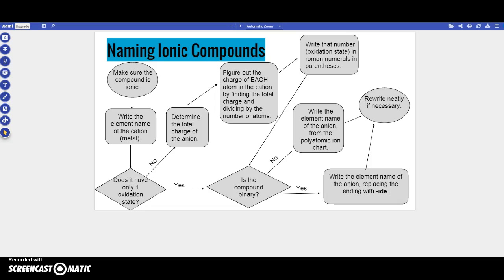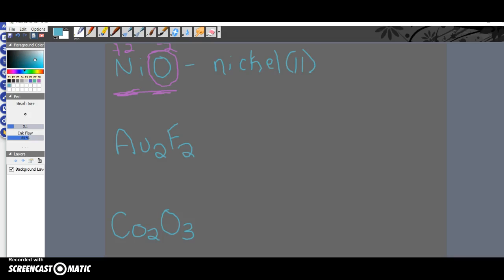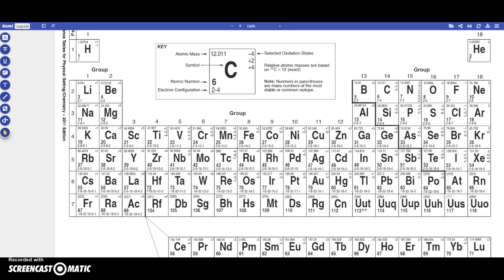Now, write the element name of the anion, replacing the ending with -ide. So instead of oxygen, write yours down. Hopefully you wrote oxide. All right, moving on to our next one. Oh, and if we were going to say this out loud, we would say nickel(II) oxide. And we have to say it that way because nickel can be +3, and then it would be nickel(III) oxide. And that's a different compound with different properties than the one that we have there.